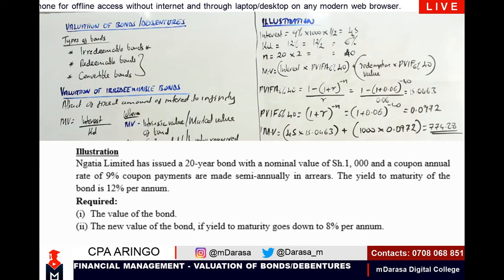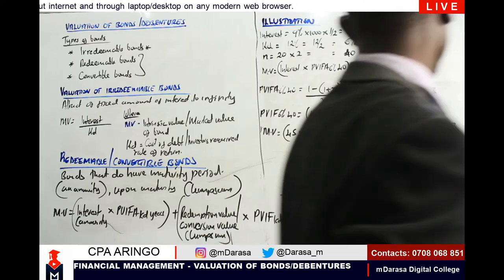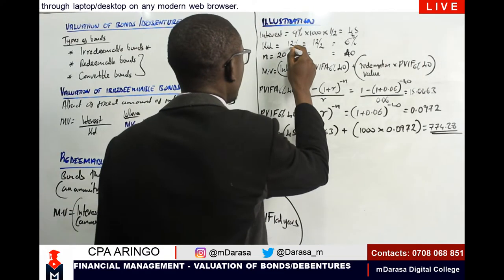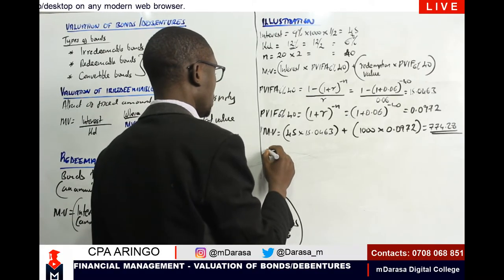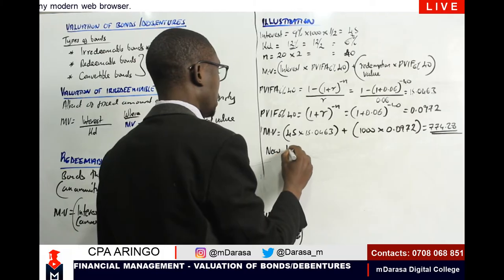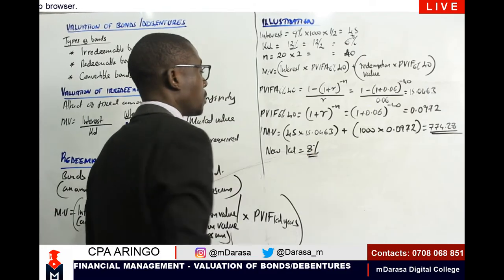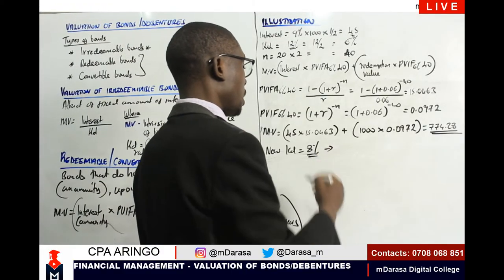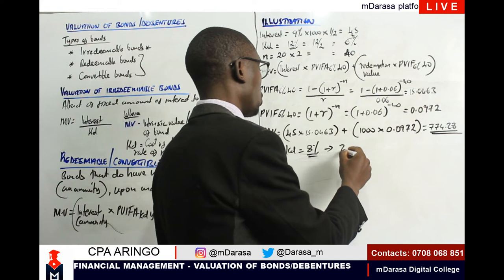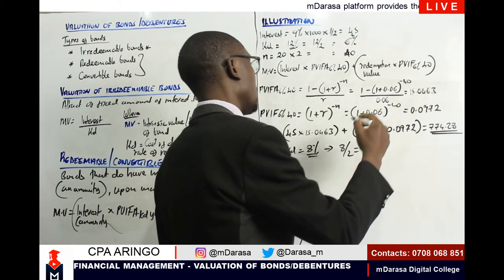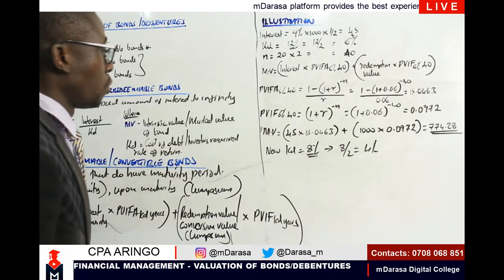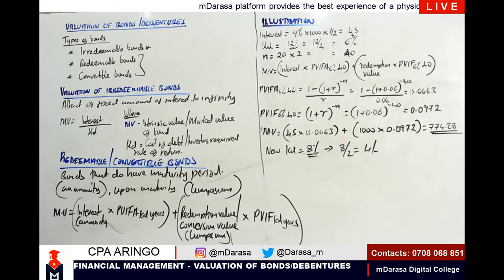So that will be easy because this is what you are going to do. What is changing is our KD. In this case, we are told that our new KD is 8% per annum. We are doing it semi-annually, so we should be talking of 8 divided by 2 to give us 4%. Now this will be very simple, because we need to determine our factor.